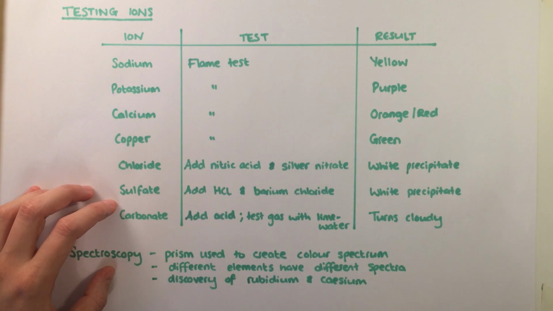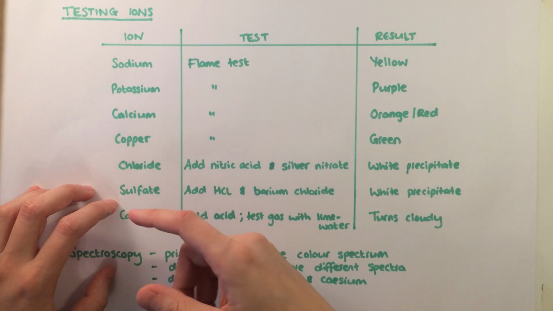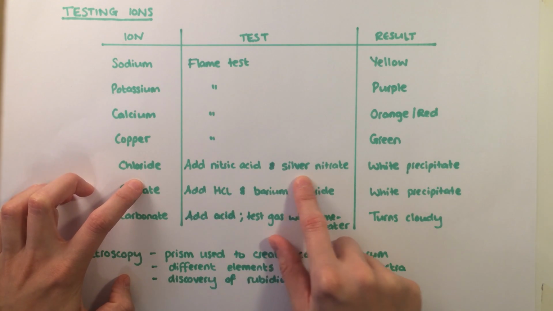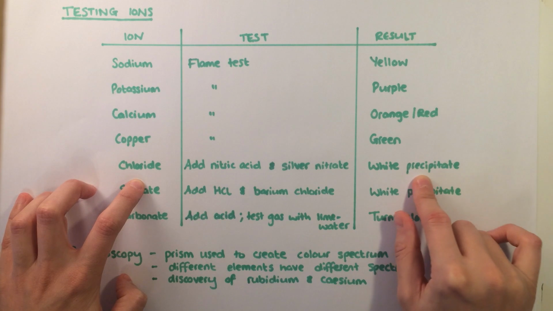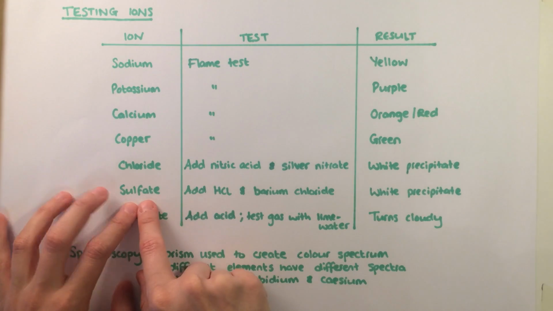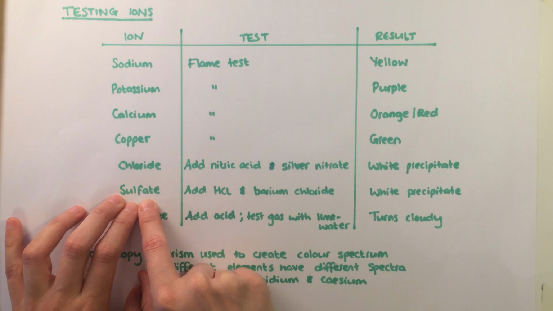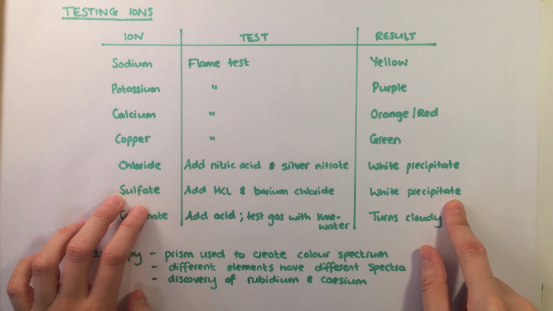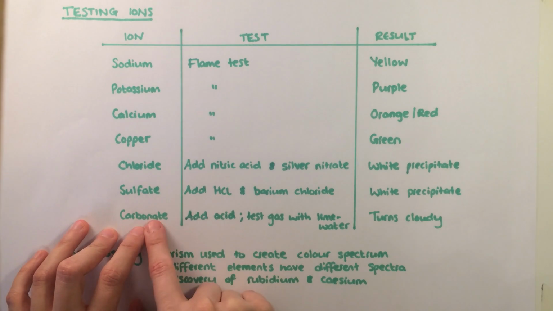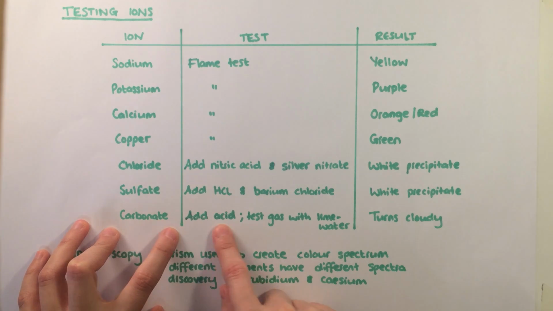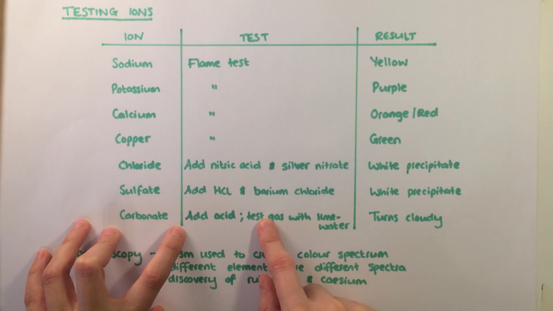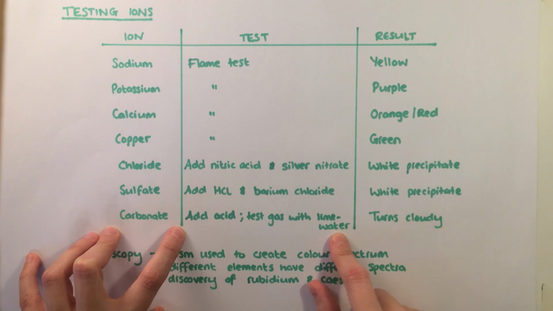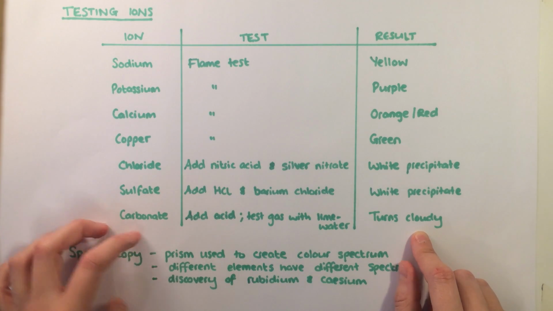To test if the salt contains chloride ions, you need to add dilute nitric acid and silver nitrate, and a white precipitate would be formed. To see if the salt contains sulfite ions, you need to add hydrochloric acid and barium chloride, and again a white precipitate is formed. To test for carbonate ions, you need to add acid, collect the gas that's formed using a delivery tube and bubble it through some lime water, and it should turn cloudy.